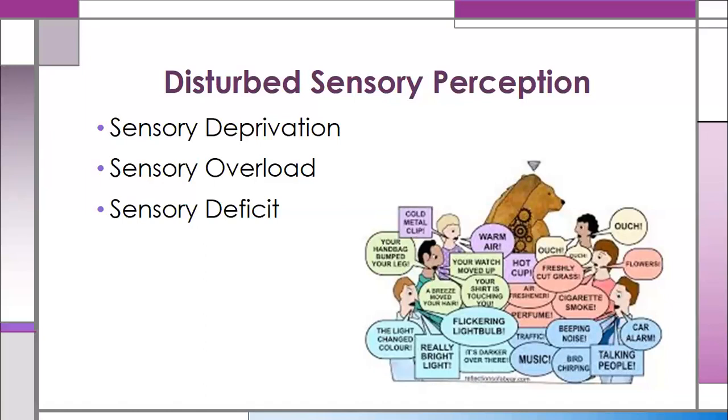When we talk about sensory deficits, the difference between sensory deficit and deprivation is that sensory deficit is going to be the impairment or absence of functioning of your senses, whereas sensory deprivation is going to be that there's not enough input coming in. Now, are people with sensory deficits at risk for deprivation? Yes, they are.